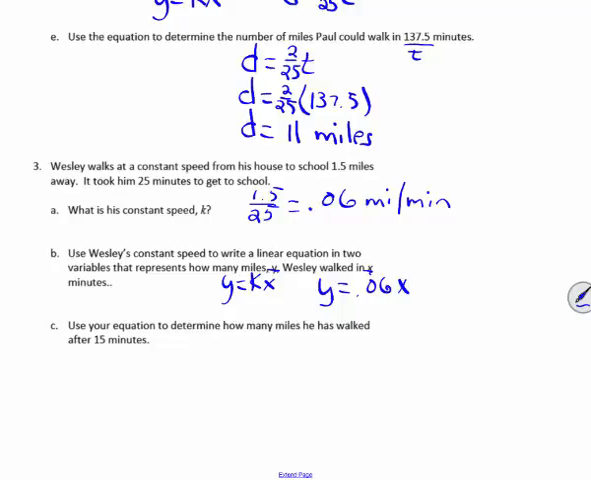Use your equation to determine how many miles he can walk in 15 minutes. That's your x. So y equals 0.06 times 15. And that turns out to be 0.9 miles. And I did that on my calculator.